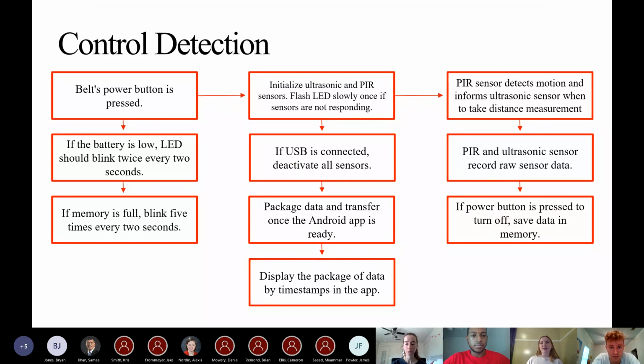With the control detection, it begins with the power button being pressed to turn the belt on. If the memory is full or if the battery is low, then the LED will begin to blink. Otherwise, the sensors will begin initializing themselves, and then it'll check if the USB is plugged in. If the USB is plugged in, initialization will stop and it'll wait for the app to say that it's ready for data transfer, at which point it'll package and transfer the data. If the USB isn't plugged in, it'll continue the initialization of all of the sensors, and then when the sensors are done initializing, it'll begin measuring, saving, and processing all the data until the power button is pressed to turn it off.